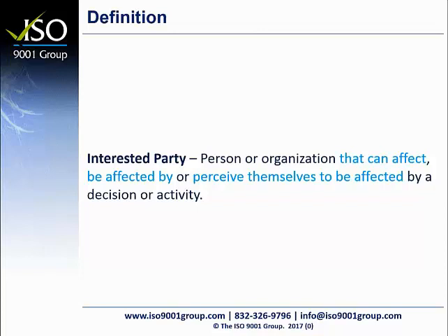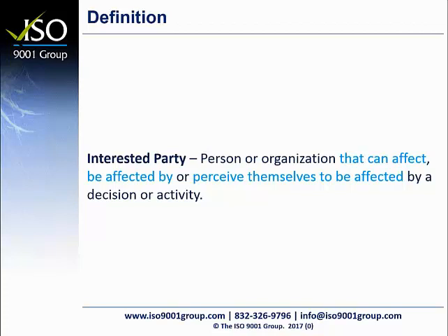Now, let's talk about the term interested party. So I thought it would be important for us to define that. It's a person or organization that can affect, be affected by, or perceive themselves to be affected by a decision or activity. Now, that's very broad. First of all, a person or an organization that can affect your company, be affected by your company, or even perceive themselves to be affected by your company, by decisions or activities of your organization.